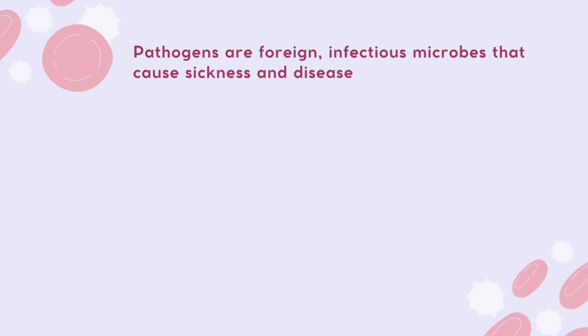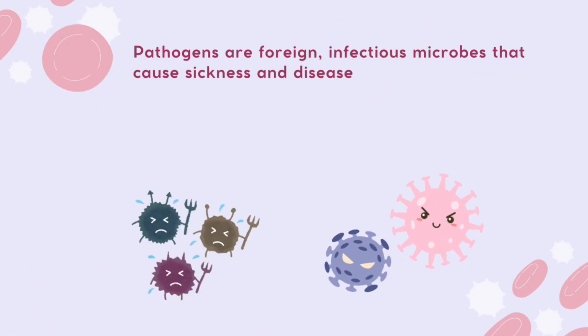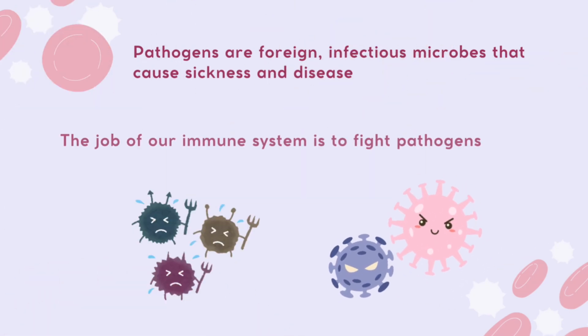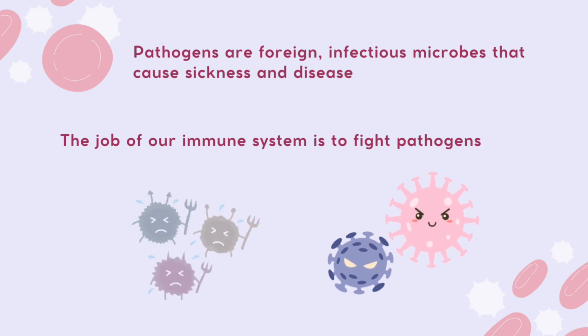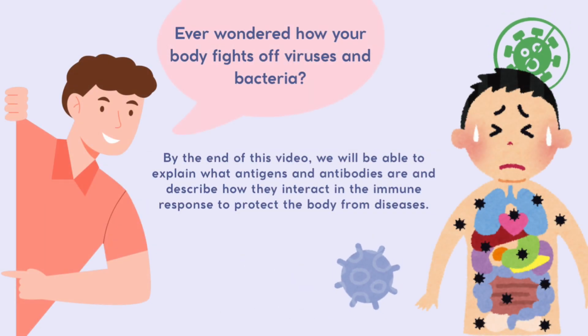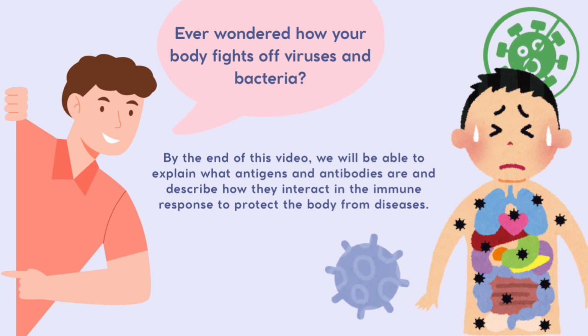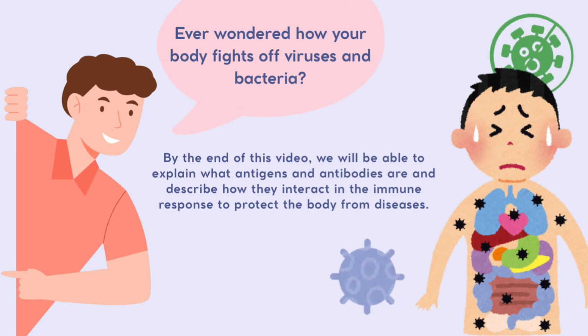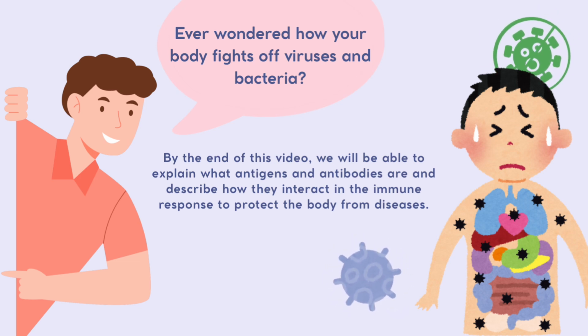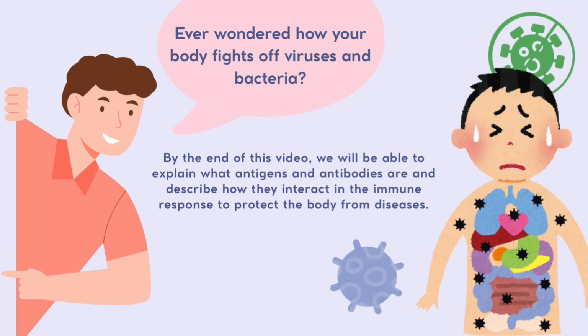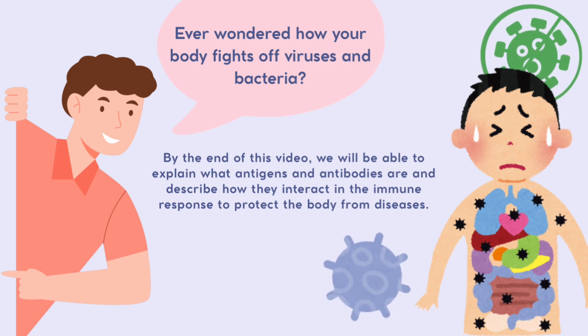Pathogens are foreign, infectious microbes that cause sickness and disease. The job of our immune system is to fight pathogens. Ever wondered how your body fights off viruses and bacteria? By the end of this video, we will be able to explain what antigens and antibodies are and describe how they interact in the immune response to protect the body from diseases.